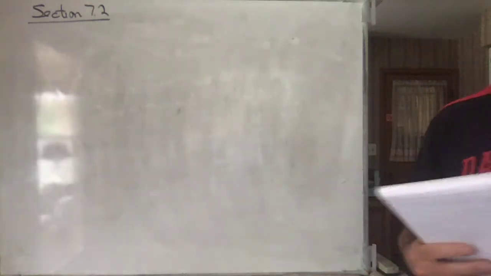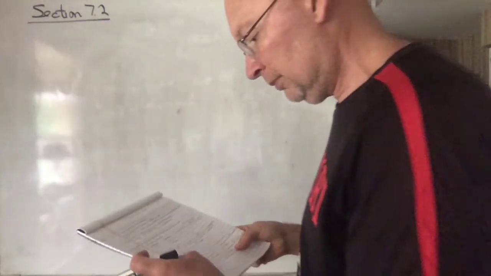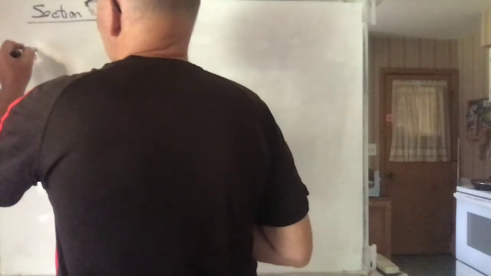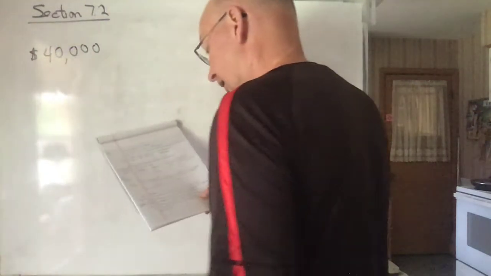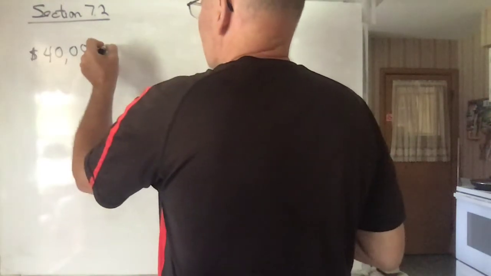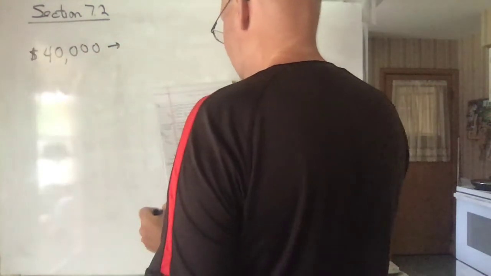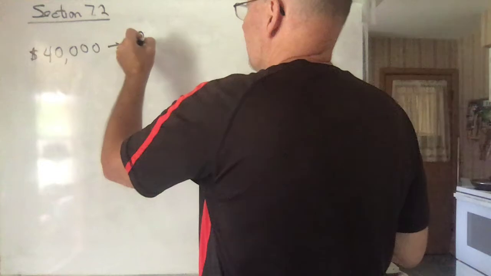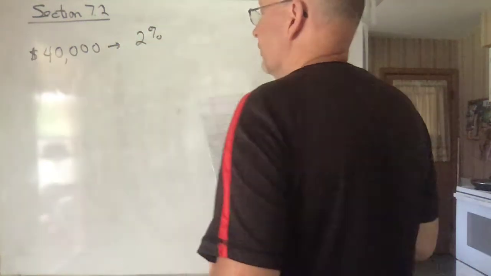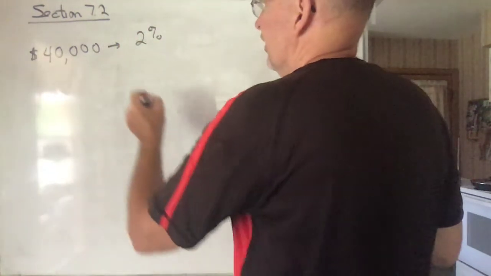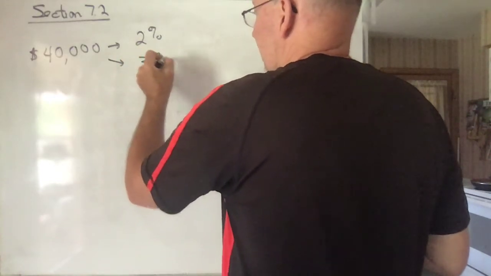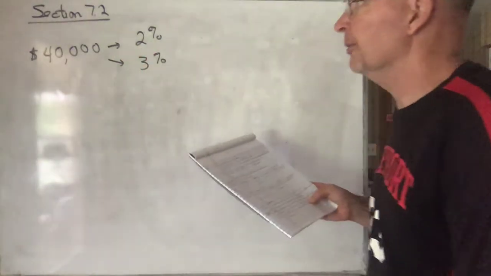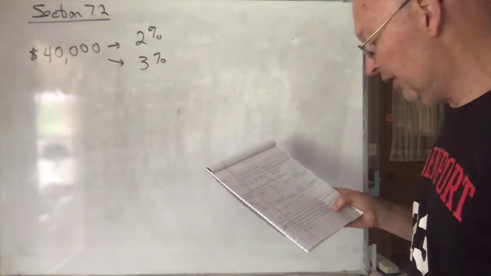Okay? Here's another one, again from the book. Some person has $40,000 to invest, and they're told by their financial accountant that they have 2 options for investing it. They can put it in some sort of bonds for 2% interest, or they could put it in some sort of stock combination for 3% interest. So you've got 2 options.